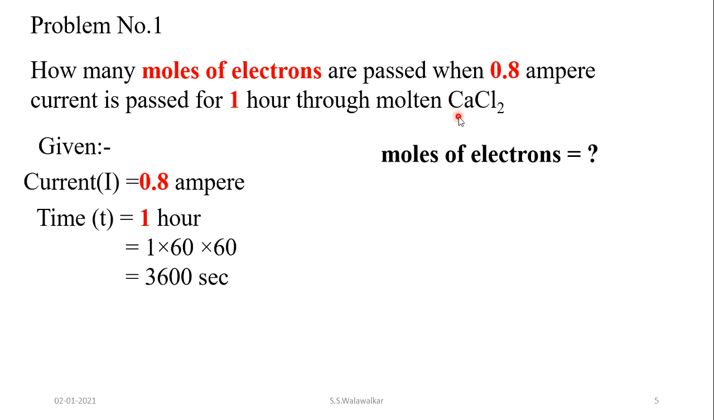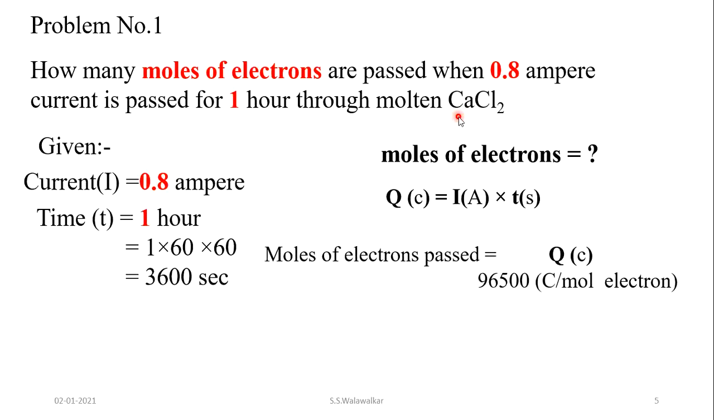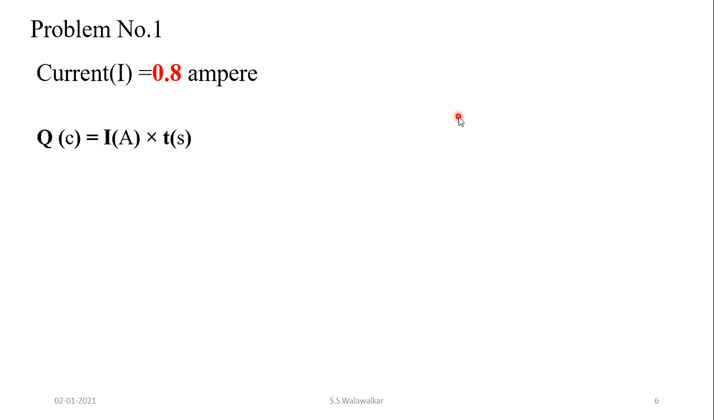And what do you have to calculate? Moles of electrons passed. That is asked. So the formula for that, Q is equal to I into T. I is given, T is given. So substitute these values. For the moles of electrons, you have to calculate Q, and then Q divided by 96,500. That will give you the moles of electrons passed. So we will substitute these values. Current is given, that is 0.8 ampere. Time is also given, that is 1 hour, that is 3600.